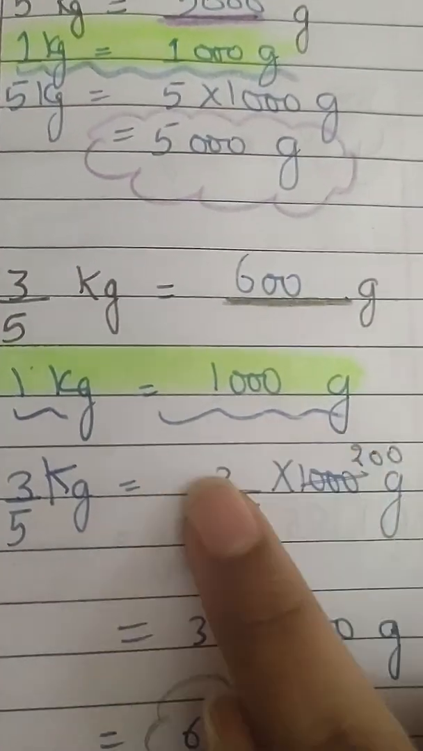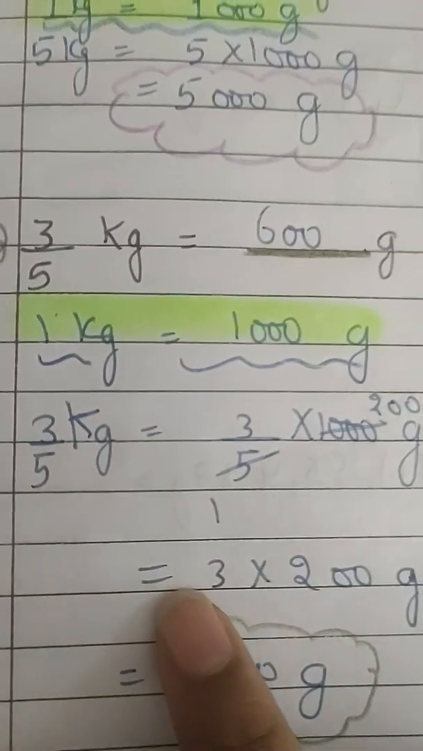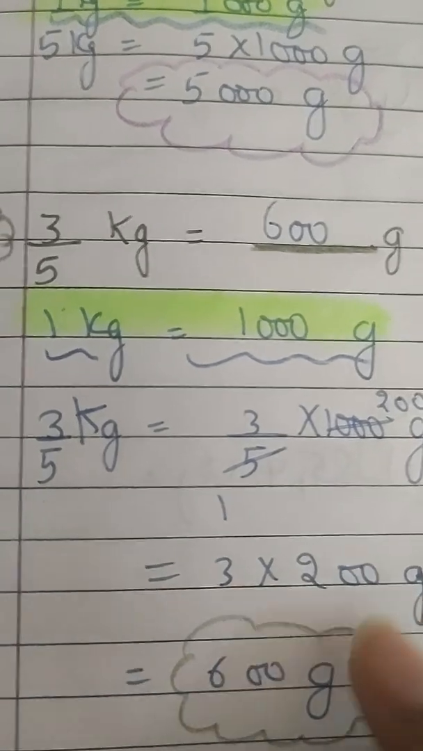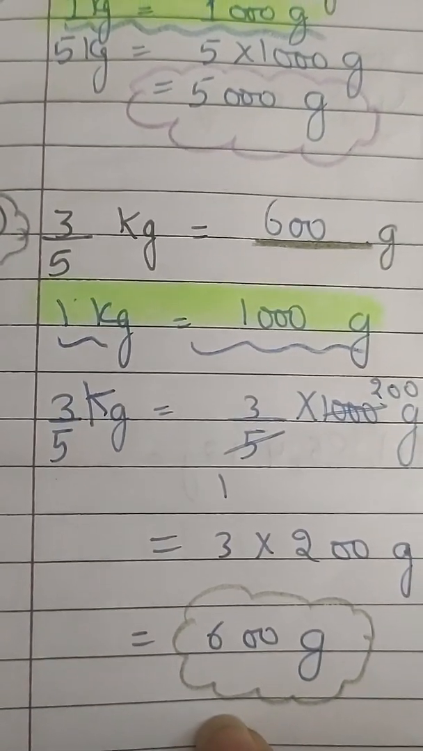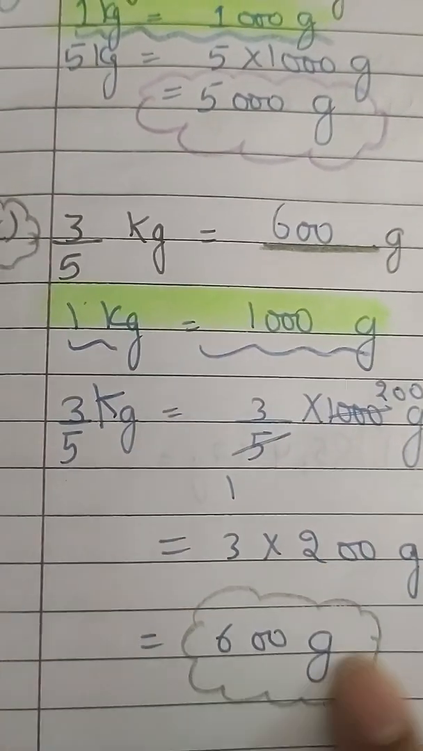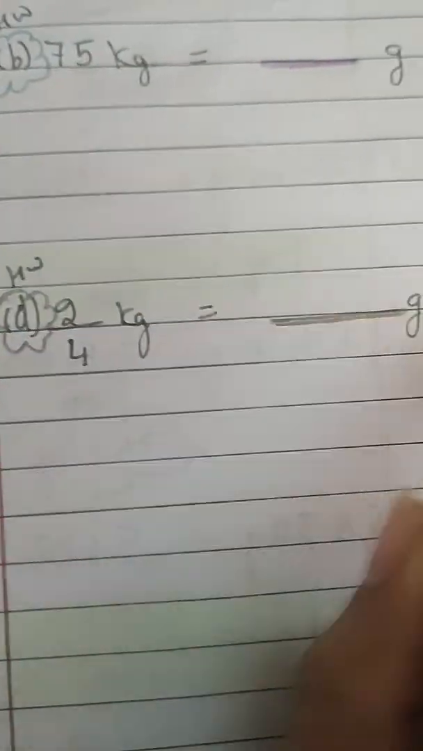Now what is left? 3 and 200, 3 multiplied by 200. So when you will multiply 3 with 200, your answer will be 600 grams. Your answer will be 600 grams. So like this also I have given you 2 by 4 kg as your question.